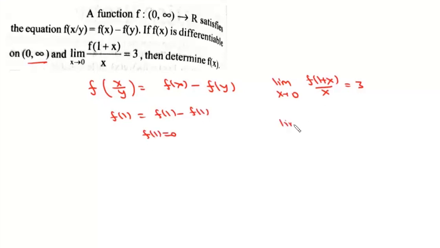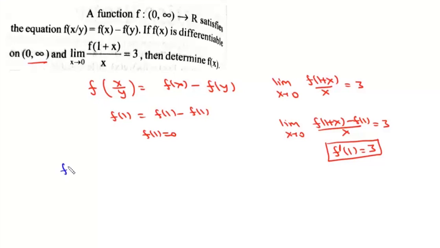Now we can write this as this limit x tends to 0, f1 plus x minus f1 upon x, and it is equal to 3. Now this is nothing but f dash 1. So now we also have value of f dash 1, and which is 3.